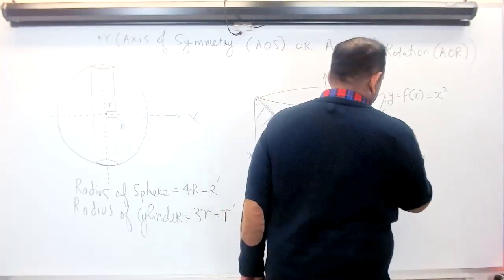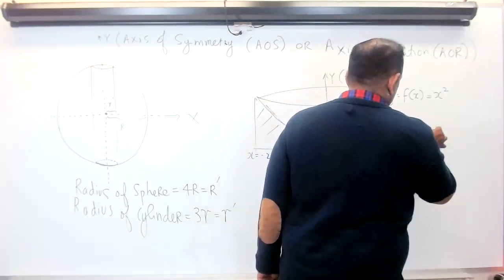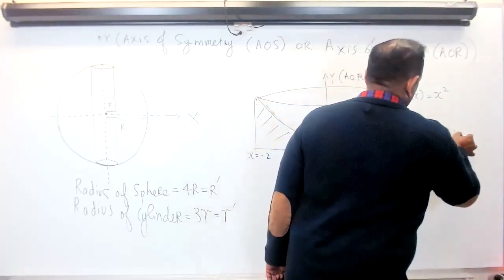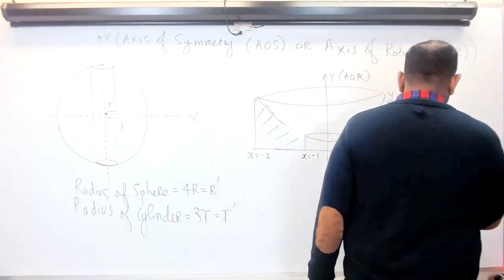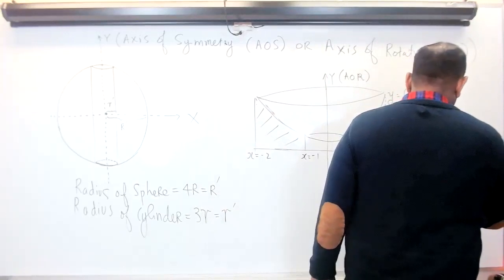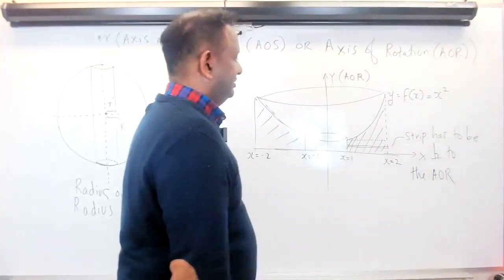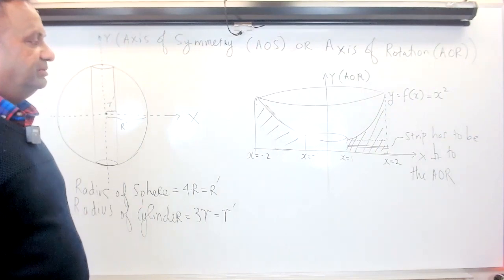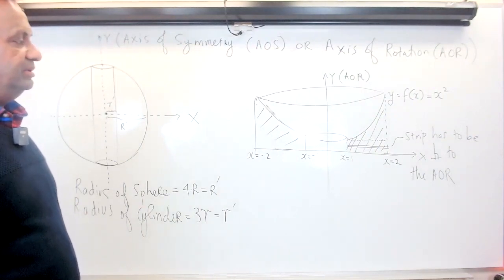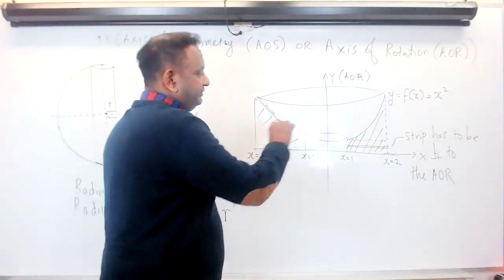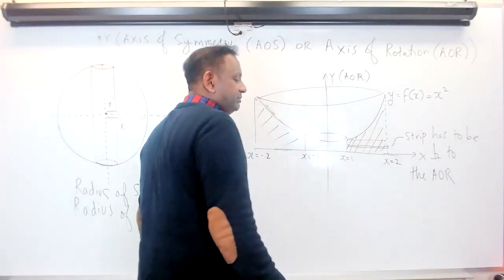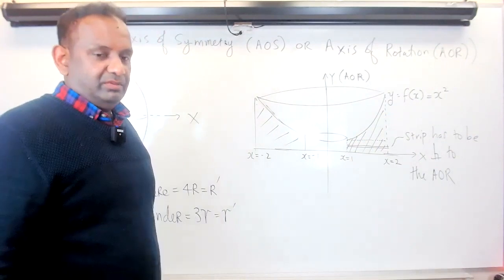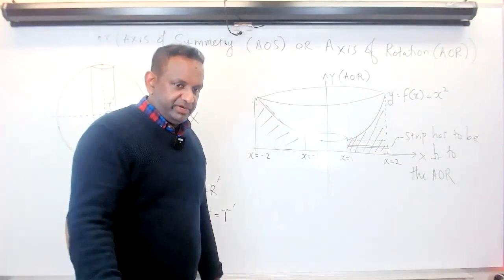This strip has to be perpendicular to the axis of rotation. That's why we took it this way. You might be thinking, why can't we take it that way? No, if you take it that way, then you jump into the shell method. I'm using the washer method, I'm trying to create a washer method.